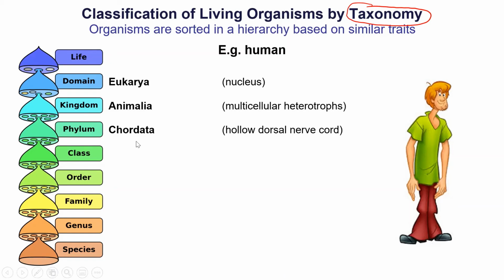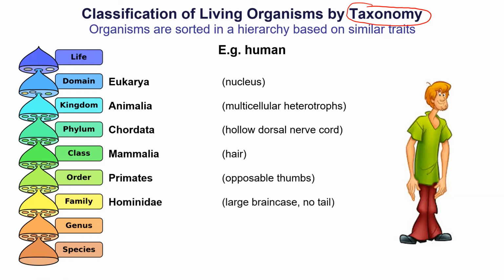We're also chordates, which means we have a central nervous cord. We are mammals. Mammals have hair. Our females have mammary glands that feed milk to our young, and those are some of the features of mammals. We are primates. We have opposable thumbs, and we are hominids. We have a large brain case, and we are apes because we have no tail. That means we're different from monkeys. That's the difference between apes and monkeys, by the way. Monkeys have tails and apes do not. So that would include chimpanzees.